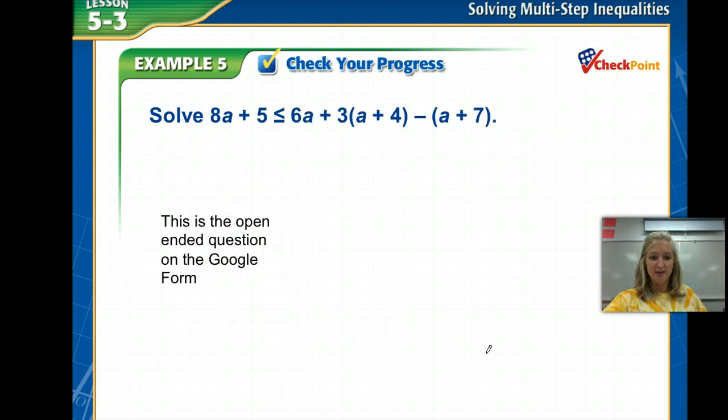We are to the end of the lesson. We have another big problem here, but I am so confident that you will get the right answer. This is the open-ended question on the Google form. So take your time. Make sure you combine like terms before you move things left to right, and hopefully you will get the same answer. Thanks, and I'll see you for 5.4.